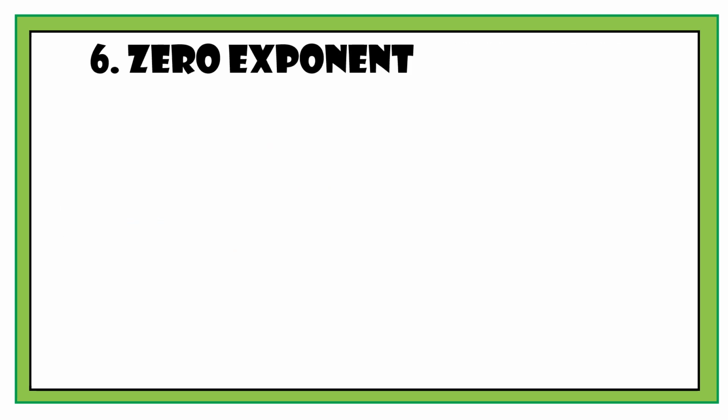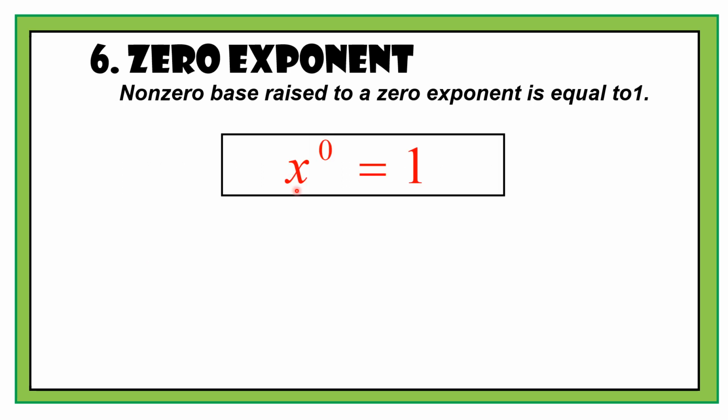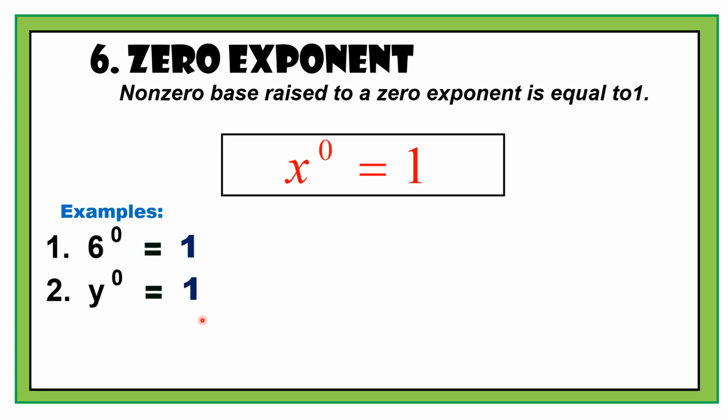Next is the zero exponent. So, non-zero base raised to a zero exponent is equal to 1. So, ibig sabihin, kahit anong base except 0, pag ang exponent niya ay 0, it is always equal to 1. In symbols, we have x raised to 0 equals 1. So, examples, 6 raised to 0, so this is equal to 1.